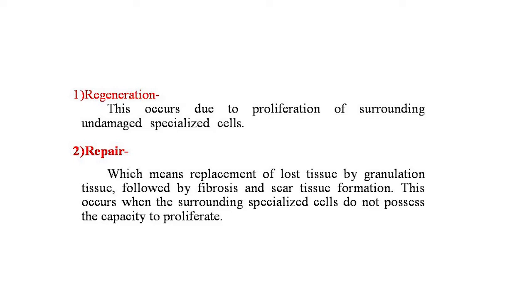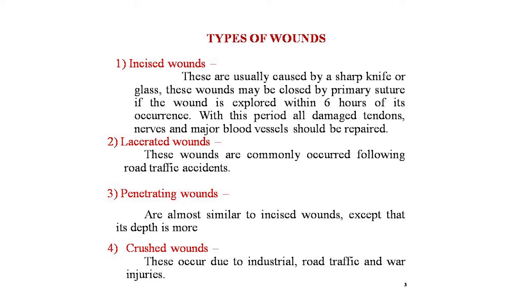Second term is the repair, which means replacement of lost tissue by granulation tissue followed by the fibrosis and scar tissue formation. This occurs when the surrounding specialized cells do not possess the capacity to proliferate, that is the neurons and the muscles, or the destruction of tissue to such an extent that proliferation of the surrounding undamaged cells cannot make good the loss. Now the next point is the types of the wound.